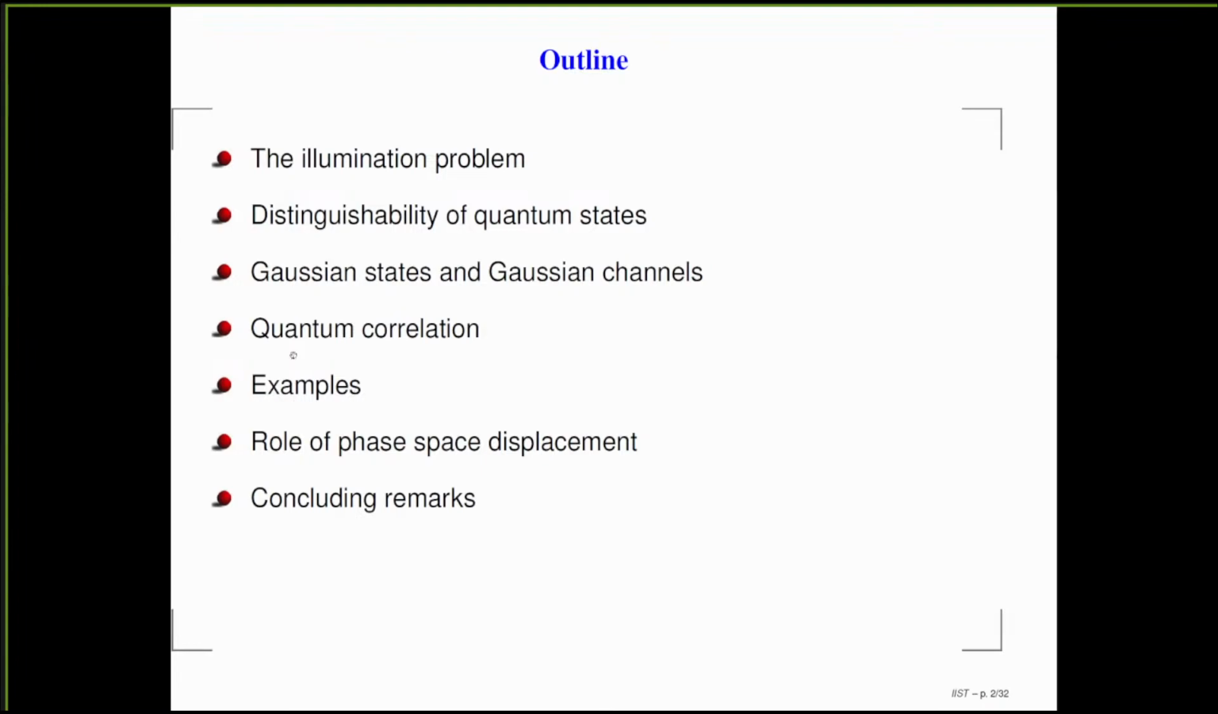So this section will outline several examples, and then I will go on to some continuous variable theory. So we have this idea of phase space displacement, and I'll briefly discuss how this affects our discussion, and how it matters to the examples that we consider. And finally I will end with some concluding remarks. Okay, so this is the brief outline of the talk. So let us move on.